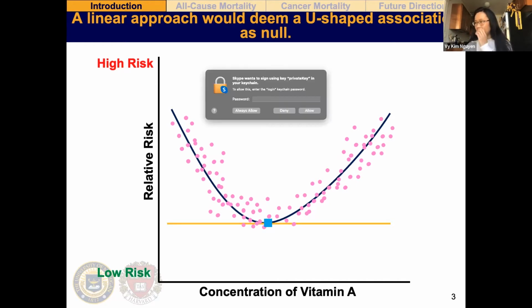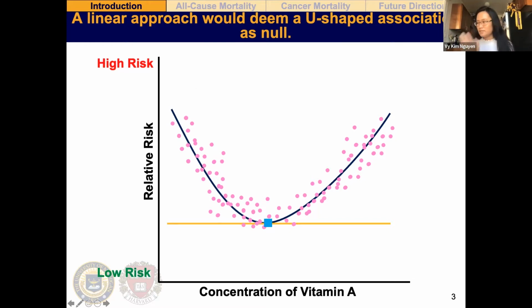So this is just a demonstration of concept, a sort of pseudo example, but I'll demonstrate with real data that this actually happened, where when you use a linear approach, when it's actually a U-shape, a nonlinear association, the effect of this, say, exposure of vitamin A on an outcome could be null, or actually is null.